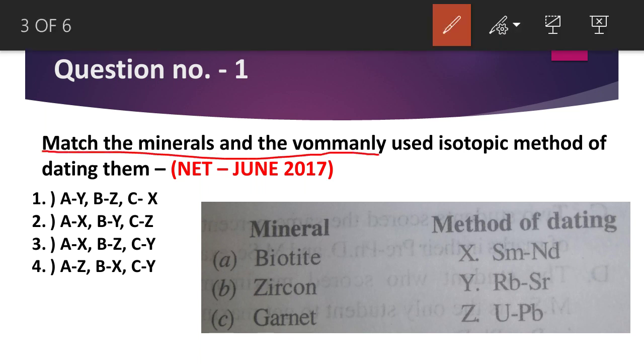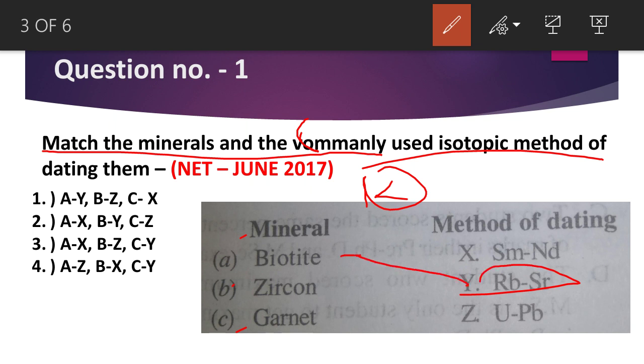Here, match the following minerals with the commonly used isotopic method of dating them. So you have minerals biotite, zircon and garnet, and methods of dating. What happens is that in the minerals sometimes the trace elements, which are generally radioactive elements, substitute the major elements of these minerals. Like in the biotite you have potassium, and this potassium is substituted by the rubidium. So the rubidium is then present in the biotite, and we can date this rubidium.